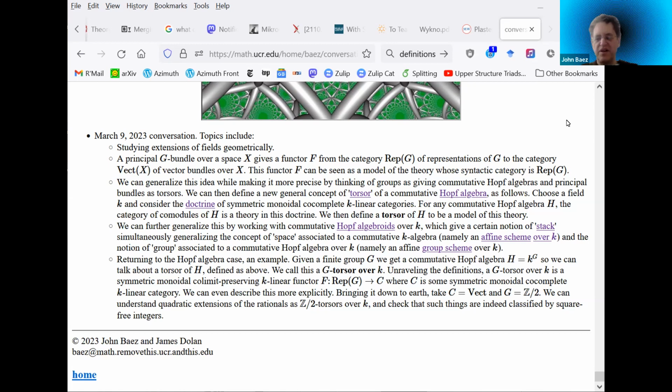You get a Z mod 2 graded... let's see. Okay, wait a minute, I'm still not saying things right. So what are we trying to describe here? We're trying to describe what the torsors work out to be. So in this case, it ends up being a Z mod 2 graded commutative algebra, but with a special property.